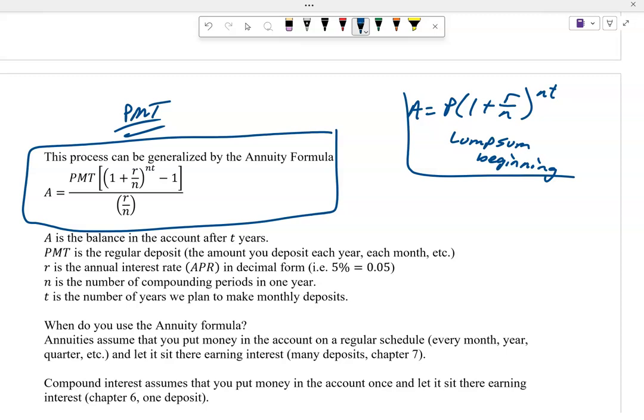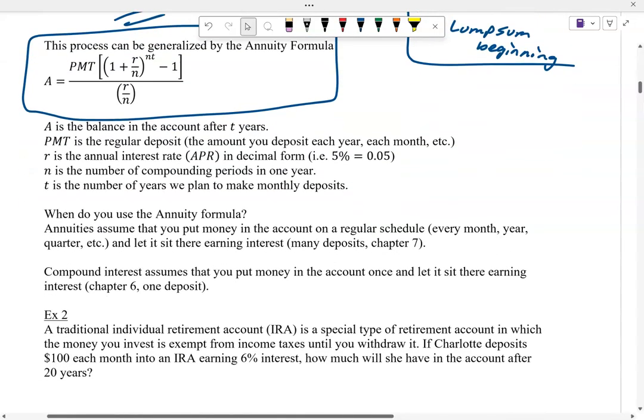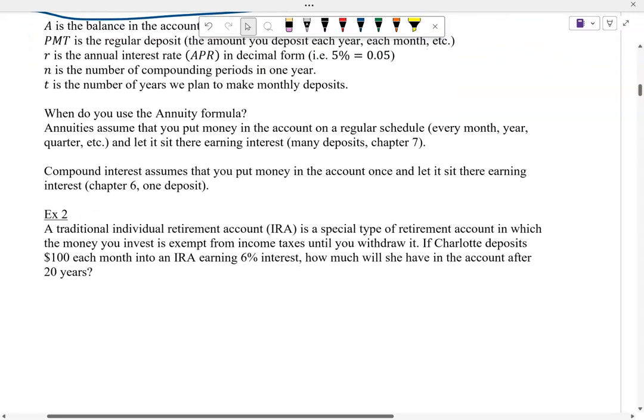So A is still the account balance after time T. Payment's the amount you're putting in, typically month to month, but again, it could be every quarter, every year, or semi-annually, whatever your regular deposit is. R is your interest rate. Make sure it's a decimal. N's your compoundings per year, just like last time, and T is your time in years, okay? So when do you use it? When you're putting in money on a regular schedule.